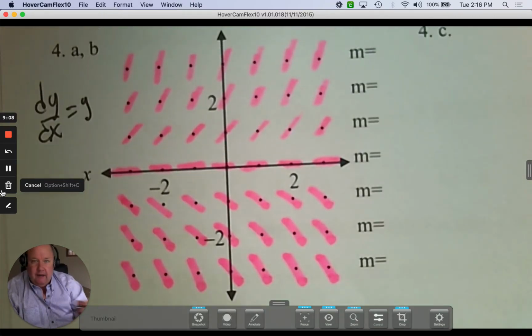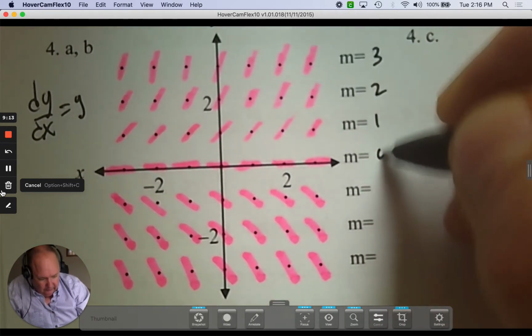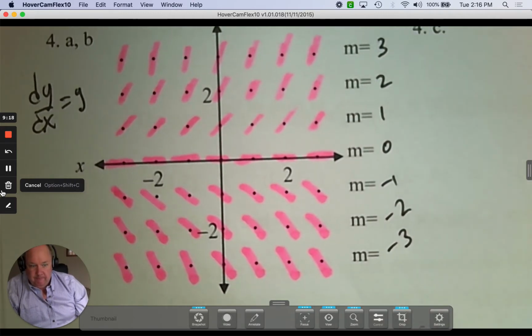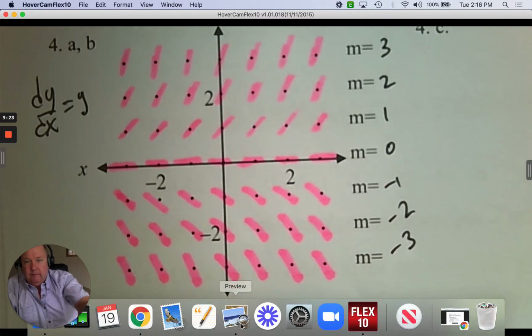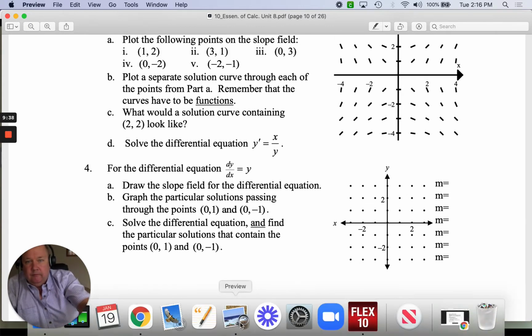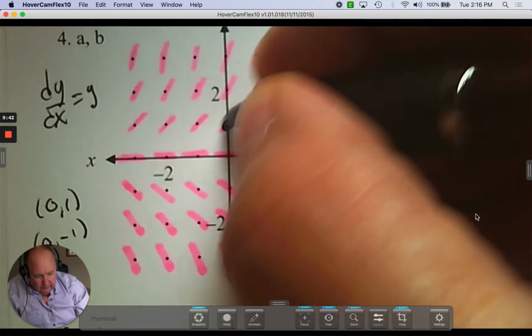Then I'm going to use black here. What's the slope here? So this is 3, 2, 1, 0, -1, -2, and -3. So you drew it. That's A and B. And then it says graph the particular solution through 0, 1. Let me just write that down. And 0, -1. So if I start at 0, 1, it's right here.